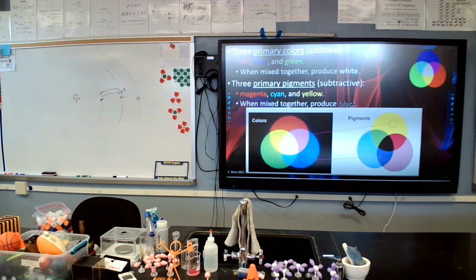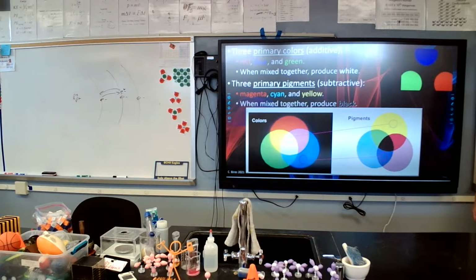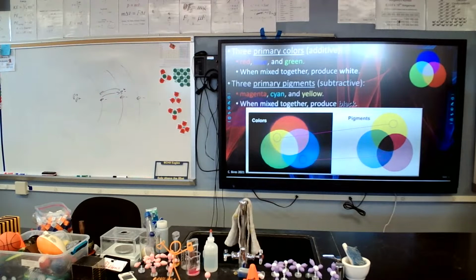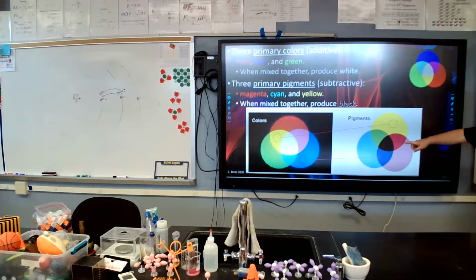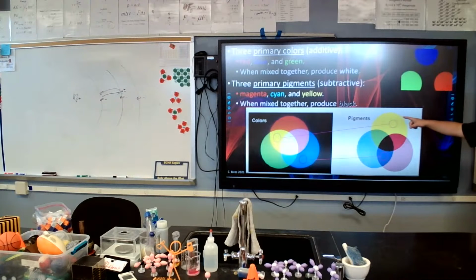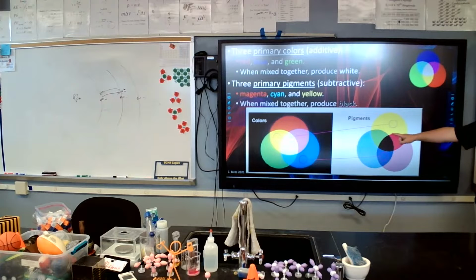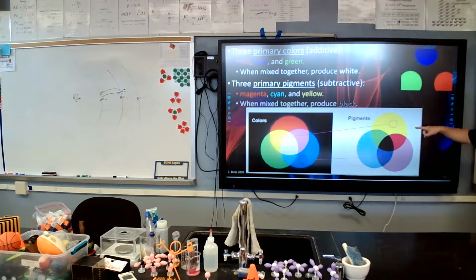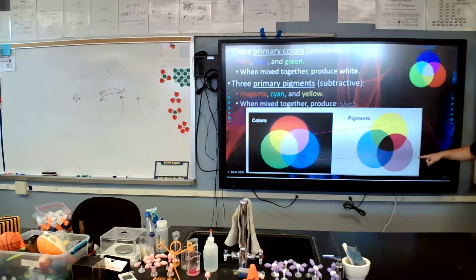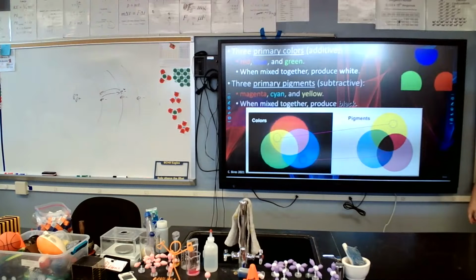So magenta, cyan, and yellow are what you buy when you need to put new toner in your printer. Or new ink in your printer. You get a magenta, a cyan, or a yellow. Because when you put magenta, cyan, and yellow together, you get black. If you put yellow and cyan together, you get green. If you put yellow and magenta together, you get red. And if you put cyan and magenta together, you get blue. Kind of crazy.